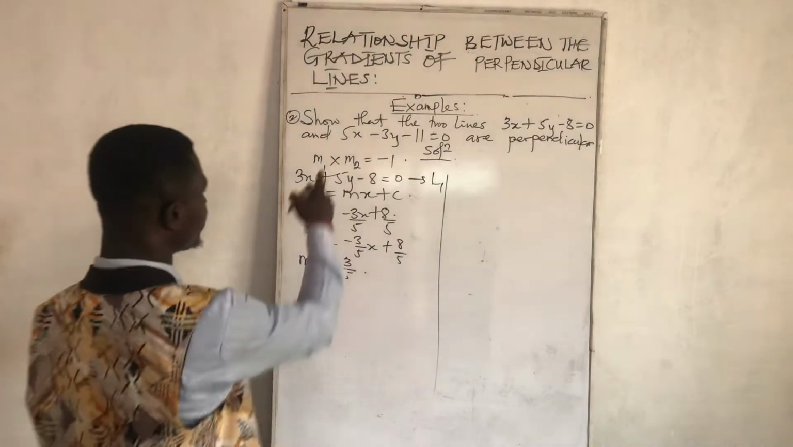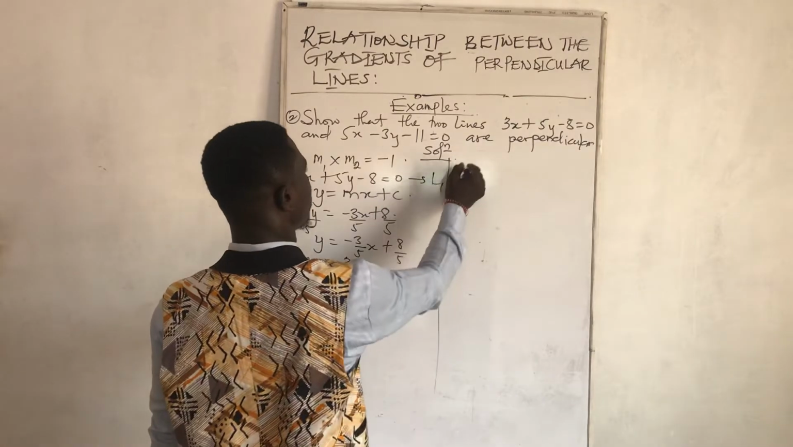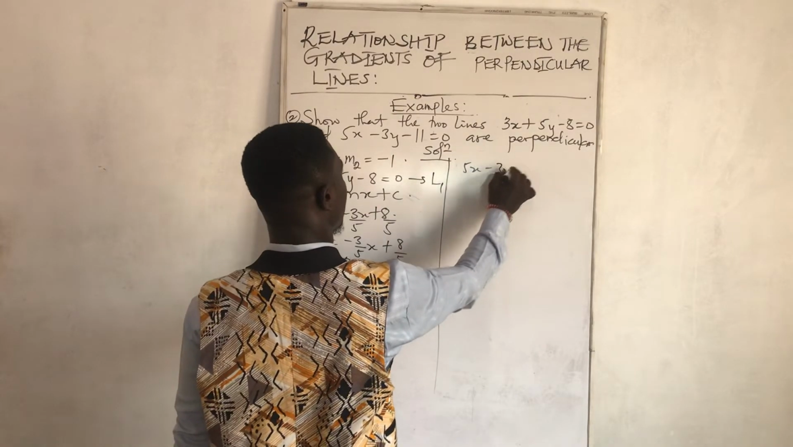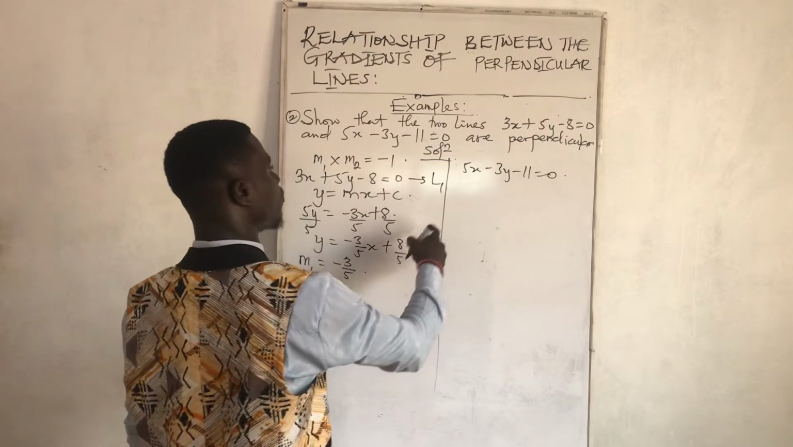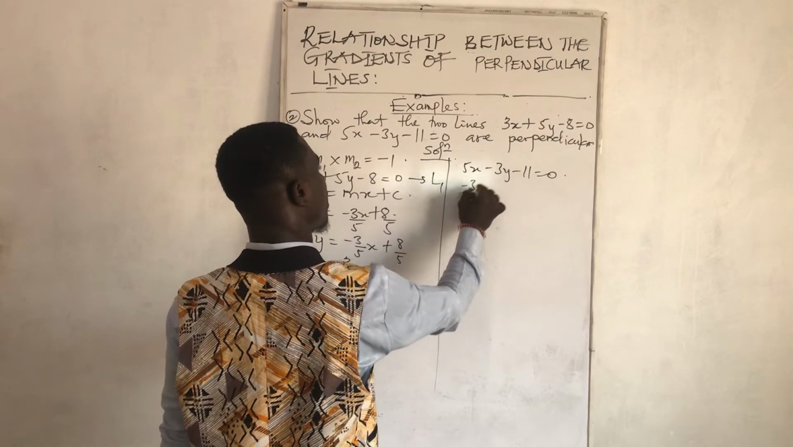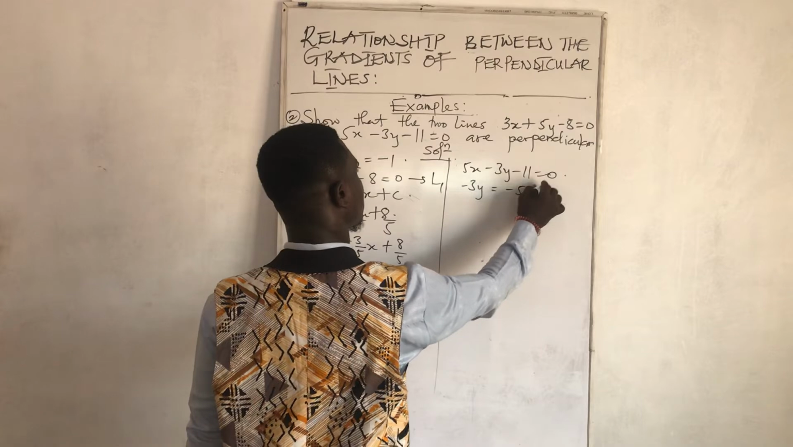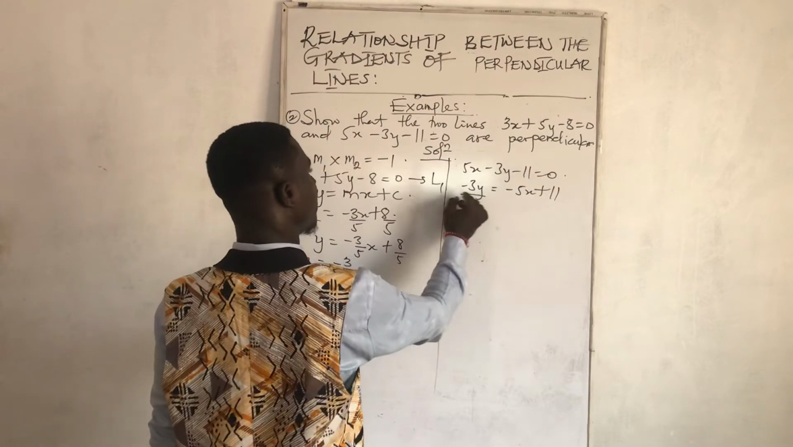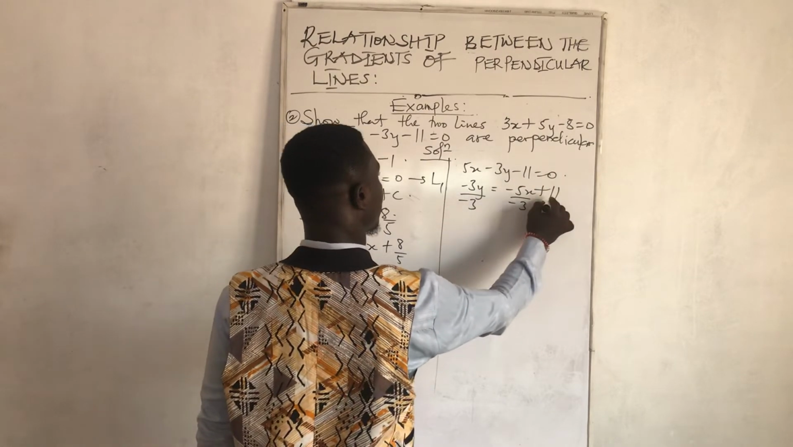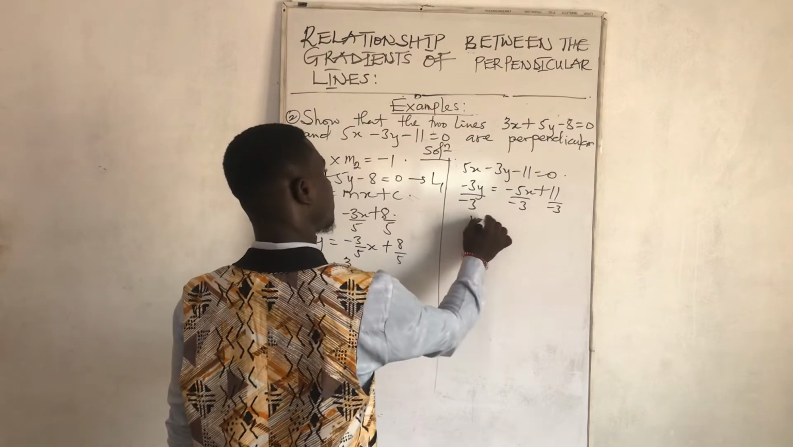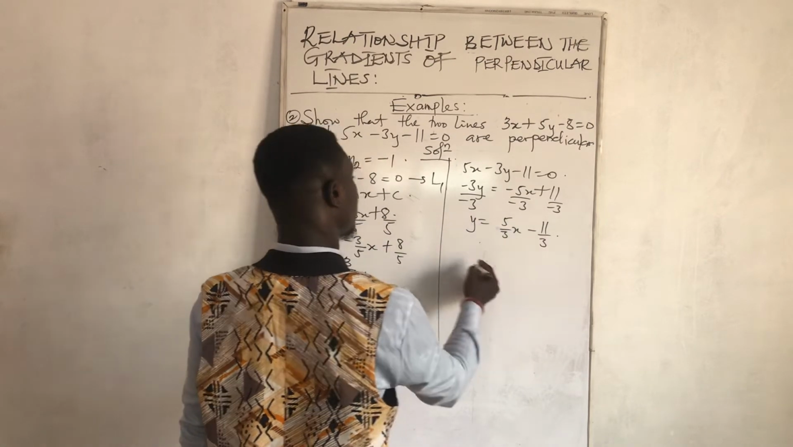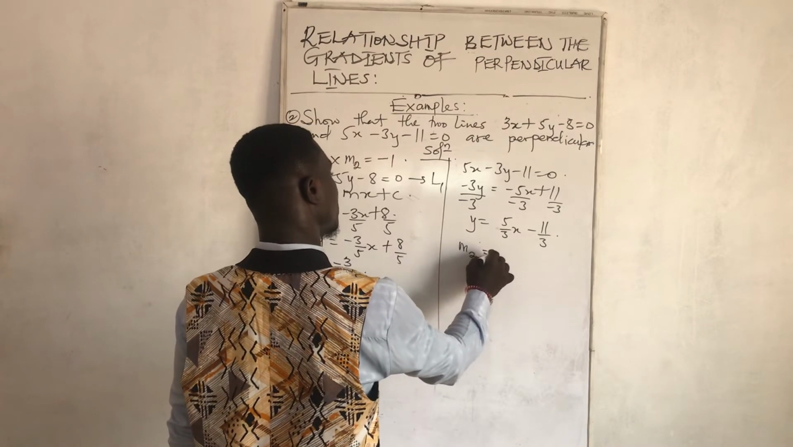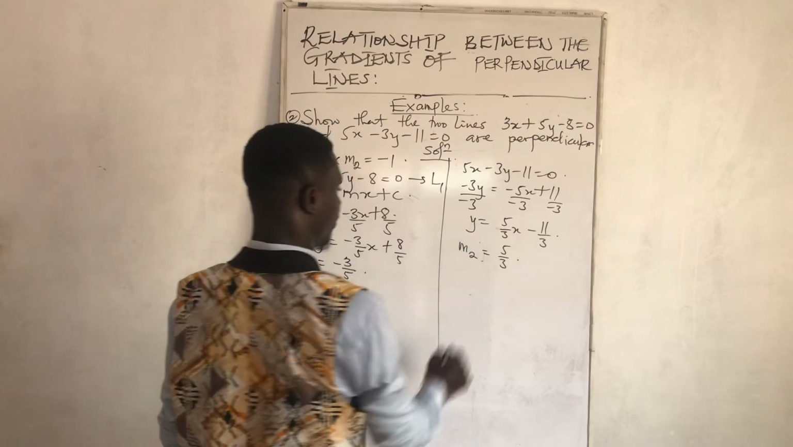Then the next line, which is 5x - 3y - 11 = 0. So we have to make y the subject. So I have -3y = -5x + 11. So we divide by -3 on each side. So I have y = 5/3 x - 11/3. So we can say that m2 must be equal to 5/3.